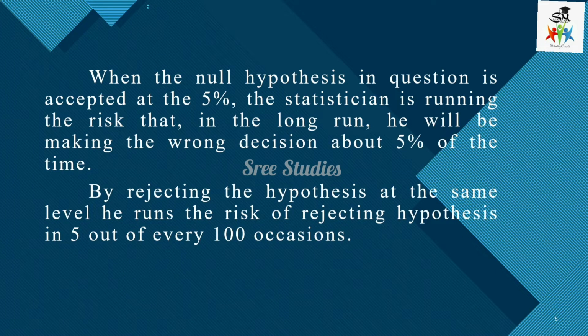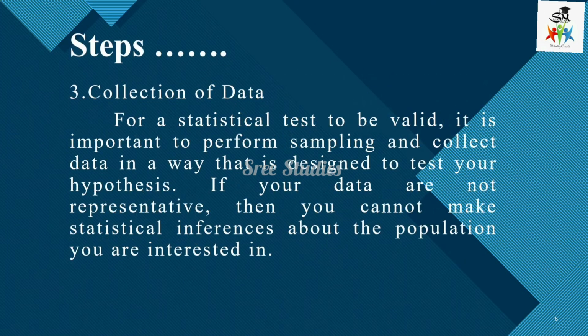When the null hypothesis in question is accepted at 5%, the statistician is running the risk that in the long run he will be making a wrong decision about 5% of the time. Suppose he rejects the hypothesis at the same level, he runs the risk of rejecting the hypothesis in 5 out of every 100 occasions. So selecting the hypothesis is over.